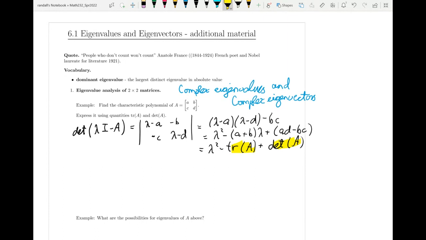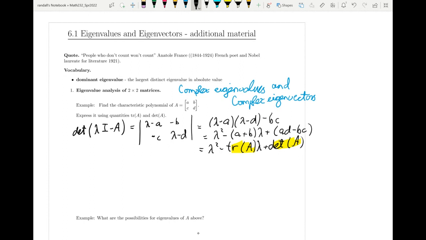So I'm missing a lambda here, so let me put that in. Okay, there's a lambda here. It's lambda squared minus trace A times lambda plus determinant A. So the coefficient of the lambda term, lambda to the power 1, is the trace, and the constant term in the polynomial is the determinant.